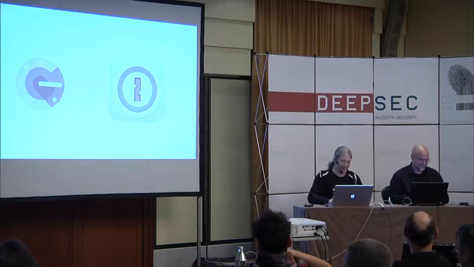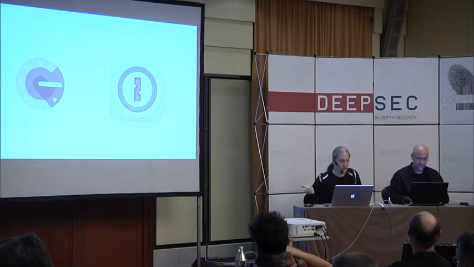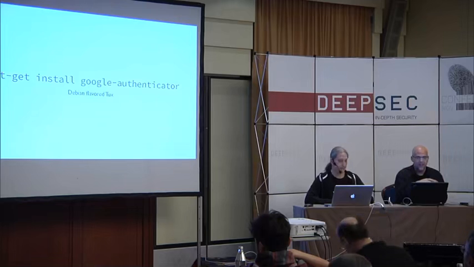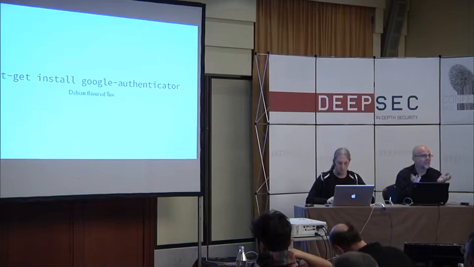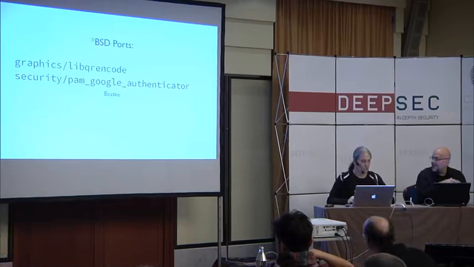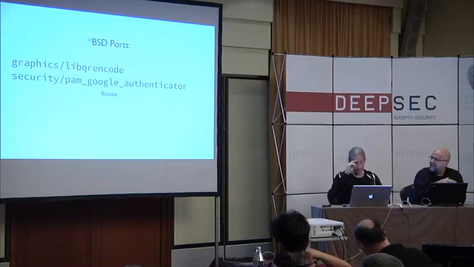As an example here, there's Google Authenticator, and 1Password as a commercial option, and a free option, and there are tons of others. To install these things on a Debian flavored Linux, it's apt-get install google-authenticator, so it's really half a day's work at least. For BSD, you install those two ports and you're done.